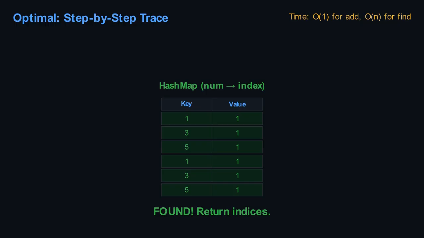Next we call find 7. We examine key 1, complement 6, not in the dictionary. Then key 3, complement 4, also missing. Then key 5, complement 2, missing as well. No pair satisfied the condition, so we return false.